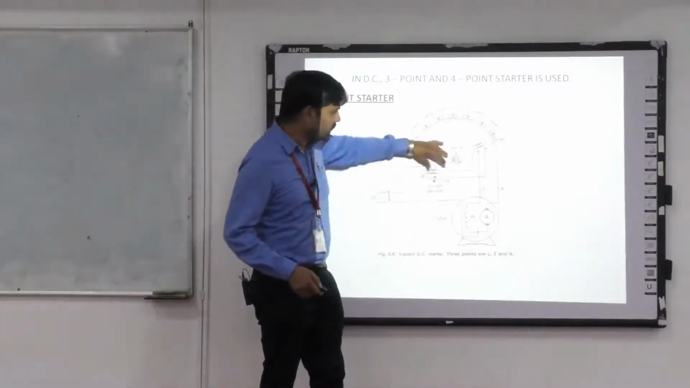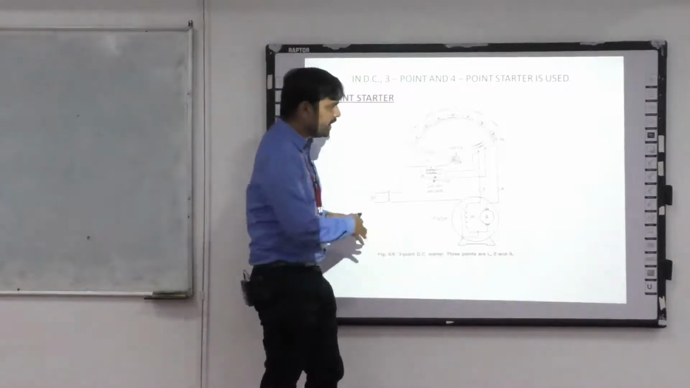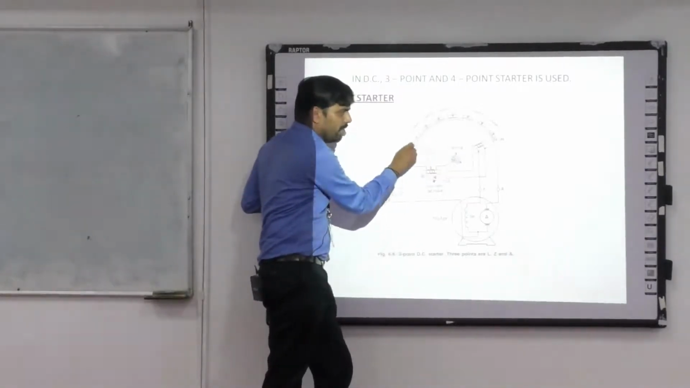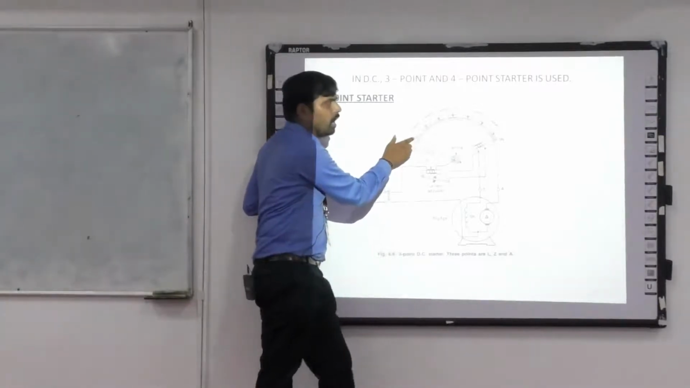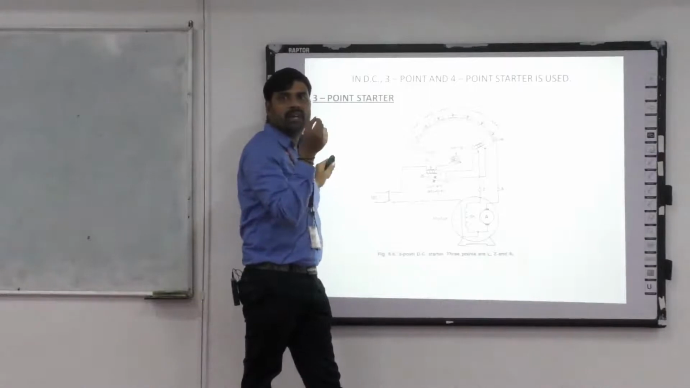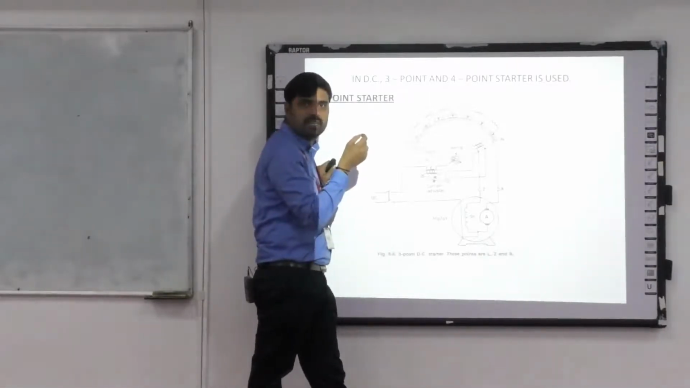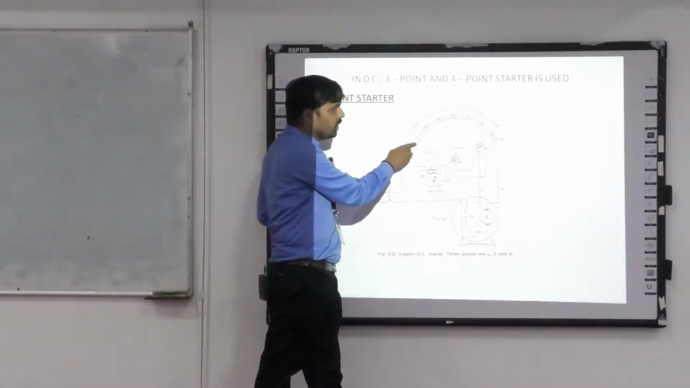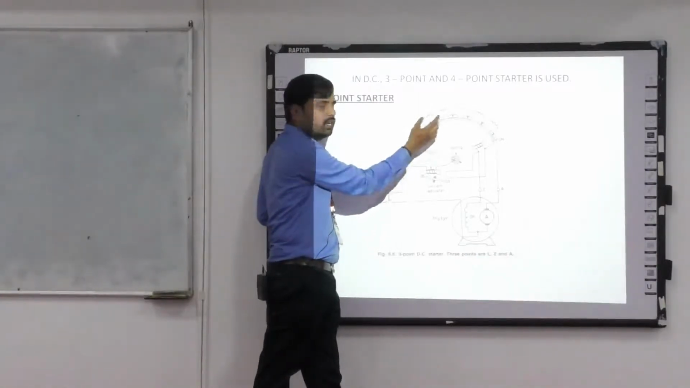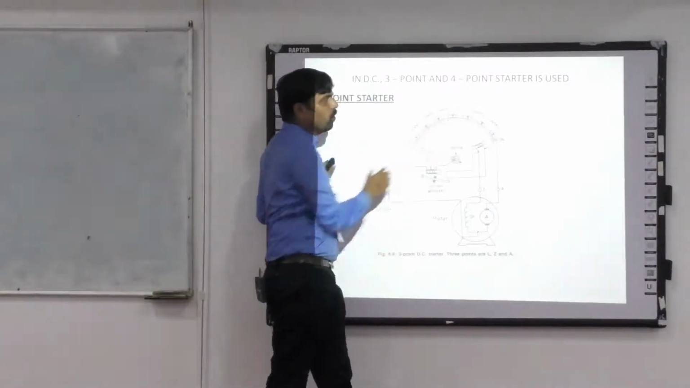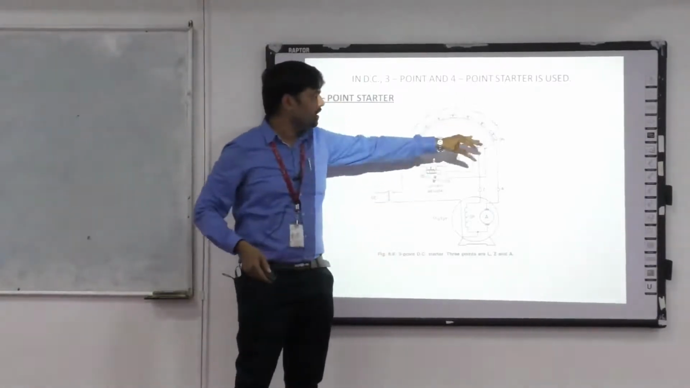When the coil gets energized, you see here, this is nothing but a spring, and the handle will be there. Here it is the maximum resistance. Maximum resistance means minimum current will flow at the time of starting. Now it is in the off condition, not connected to the studs. These are called studs: stud 1, stud 2, stud 3, stud 4, stud 5, stud 6, like that.